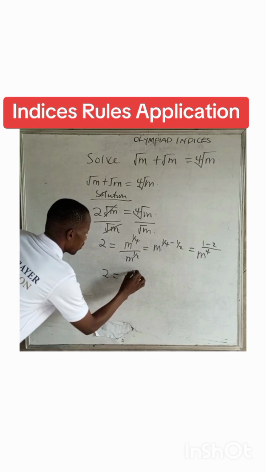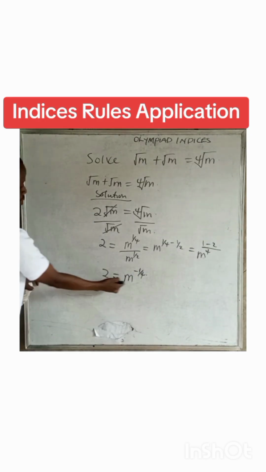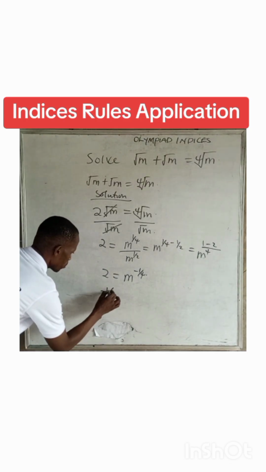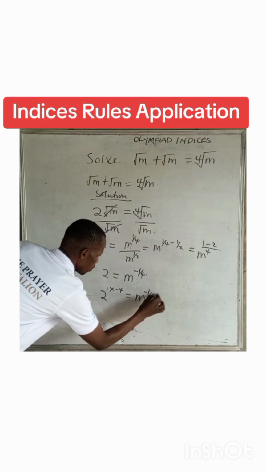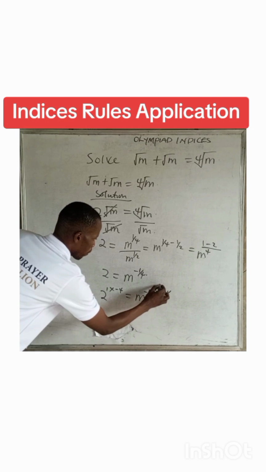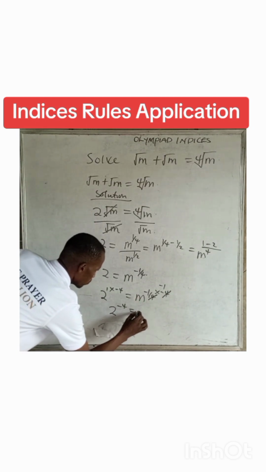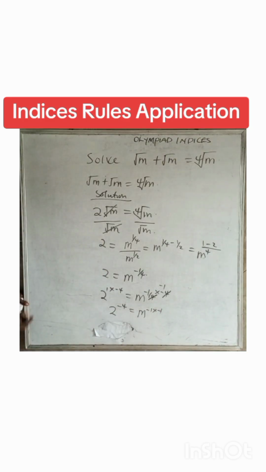m raised to the power of minus 1 over 4. Now, to get the value of m here, we multiply the power by minus 4. So 2 raised to power 1 multiplied by minus 4 equals m raised to power minus 1 over 4 multiplied by minus 4, so that this 4 can cancel this 4. We have minus 1 multiplied by minus 1. So this gives us 2 to the power of minus 4 equals m raised to power minus 1 times minus 1. Minus 1 multiplied by minus 1 gives us plus 1.